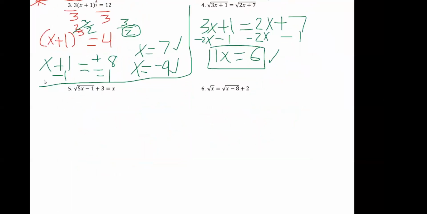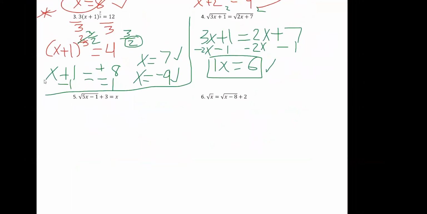Questions 5 and 6, these ones are a little bit trickier. Like I said, you want to get the radical part by itself. So this one, you would just subtract.